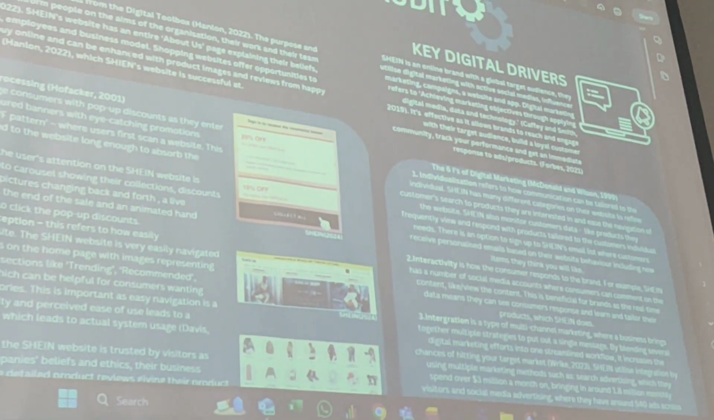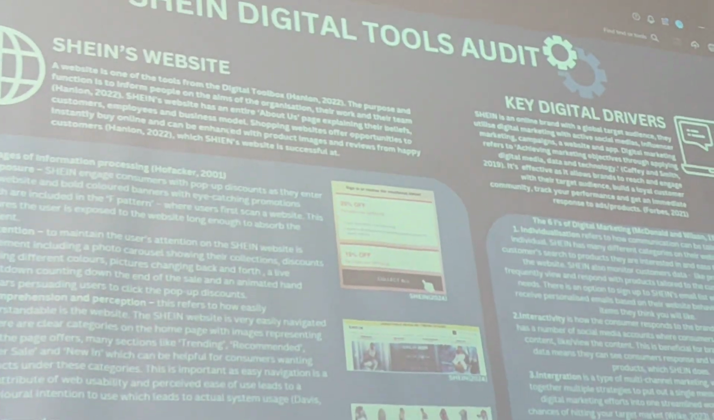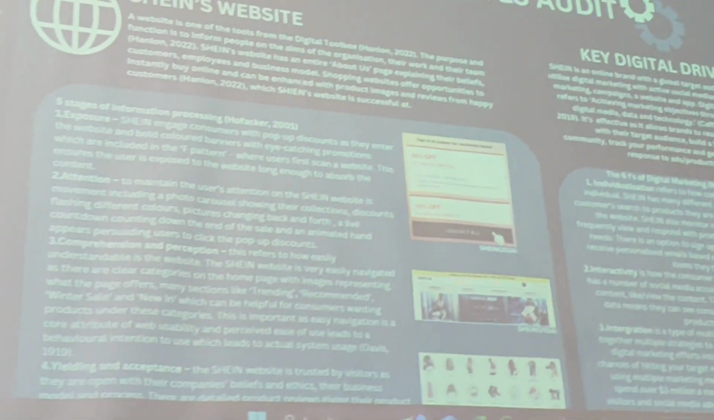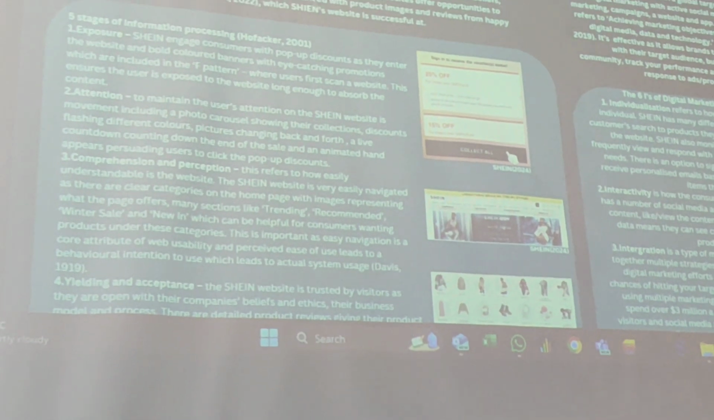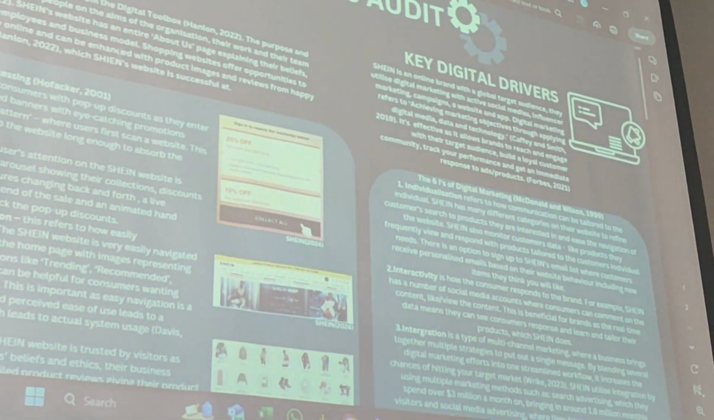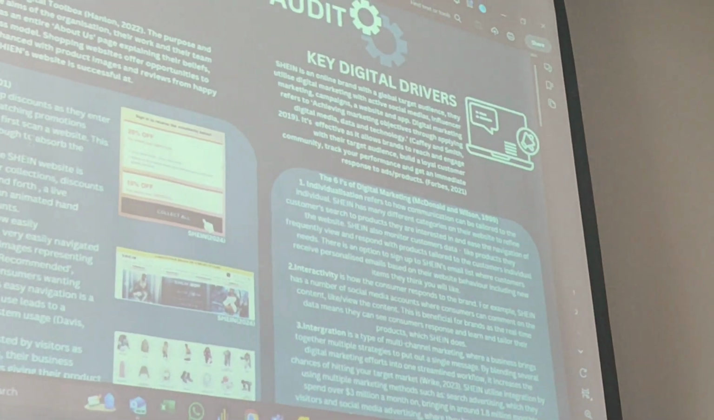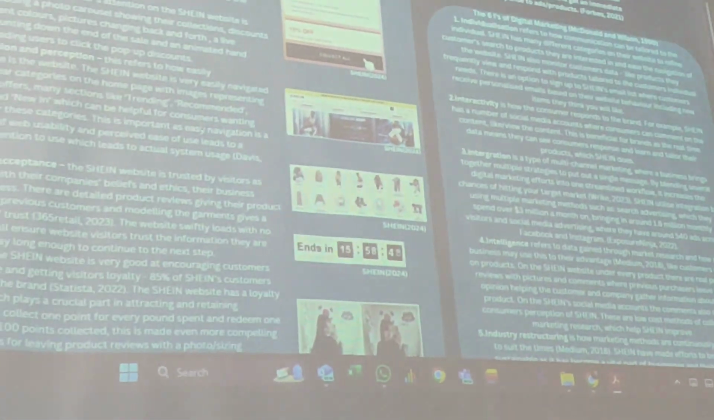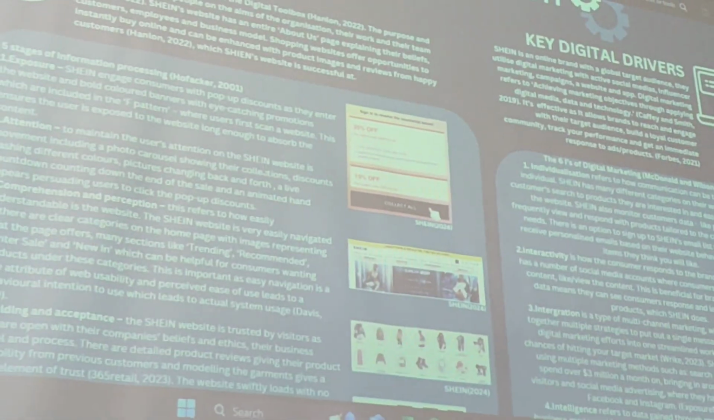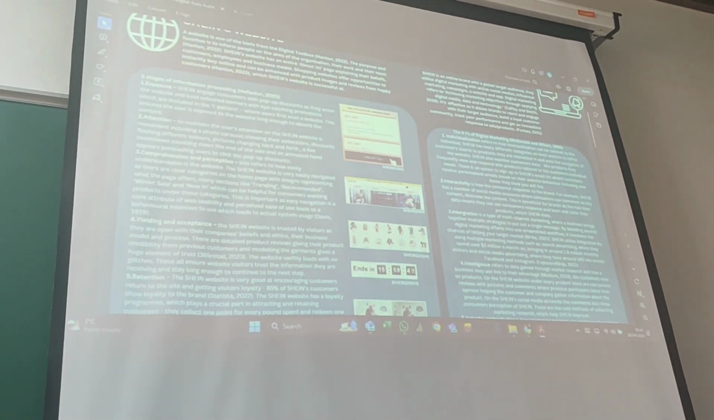The purpose and function is to inform people on the aims of the organisation, their work and their team. Sheen's website has an entire About Us page explaining their beliefs, customers, employees and business model. Shopping websites offer an opportunity to instantly buy online and can be enhanced with product images and reviews from happy customers, which Sheen's website is successful at. So they do a brief introduction to the website.